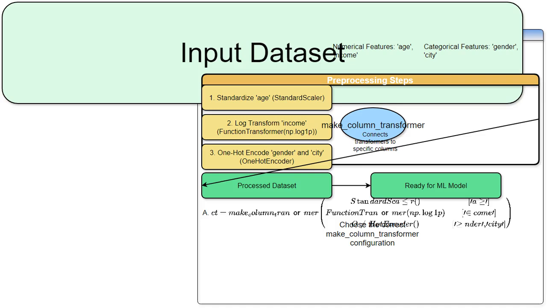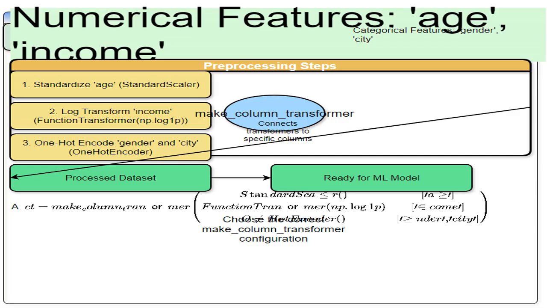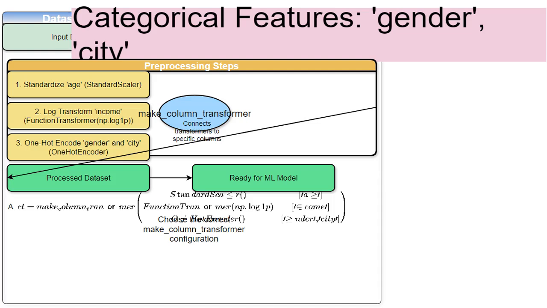I'm starting with a dataset. It includes numerical data like age and income, and categorical data like gender and city. I need to prepare this data for a machine learning model. These are the numerical columns, age and income, in my dataset. I will need to transform these using numerical techniques. These are the categorical columns, gender and city, in my dataset. I will need to convert these into numerical representations.